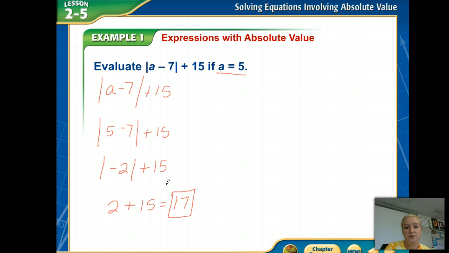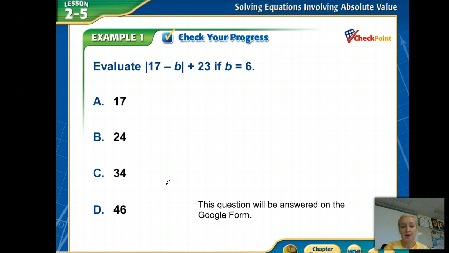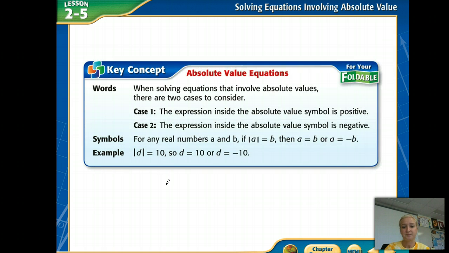So what I want you to do next is we are at a checkpoint. Pause the video, evaluate this expression, and save your answer to be later recorded on your Google form. Let's move on.